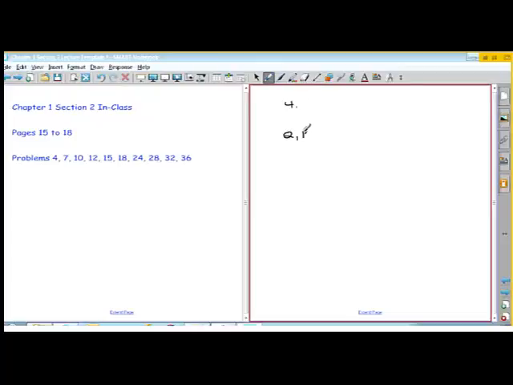Problem number 4 says 2, 12, 72, 432, 2,592. So the question is, is it a geometric or an arithmetic sequence? Well, this one should be easy because there's not a common difference between the terms, so it's not arithmetic. So it must be the other one. And to find the next item, you have to figure out what is the common ratio. So anybody see what the common ratio is? 6, yeah. So 6 is the common ratio.